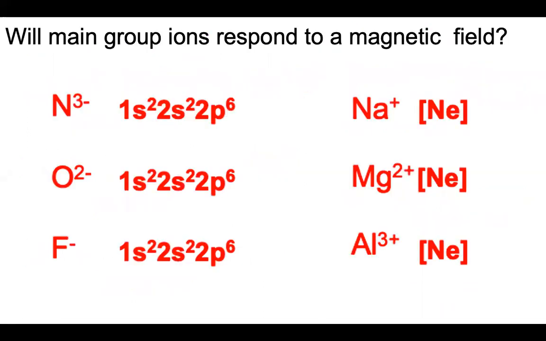So will main group ions respond to a magnetic field? Well, the best way for you to answer that question is to go ahead and draw an orbital diagram or write out the electron configuration. So take a moment, practice writing your electron configurations and drawing your orbital diagrams to make sense of whether or not these ions will respond to a magnetic field.